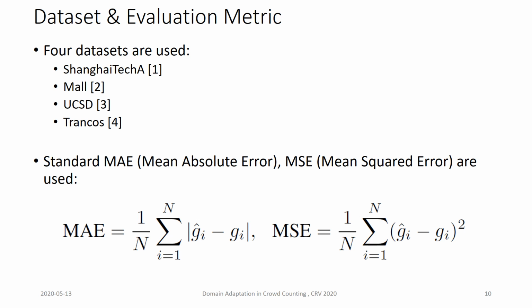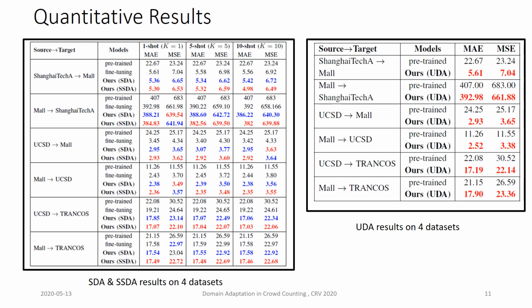So we perform testing on four datasets: Shanghai Tech A, Mall, UCSD, and Trancos. Here, Shanghai Tech A, Mall, and UCSD are human-centric datasets, and Trancos is vehicle-centric. We also use MAE and MSE as the evaluation metrics to measure the performance of our network. Basically, these are the quantitative results for our algorithm tested on four datasets. On the left table, this is SSD and SSDA, and on the right table, this is the results of UDA. Here, source to target means train on source dataset and domain adaptation on target dataset.